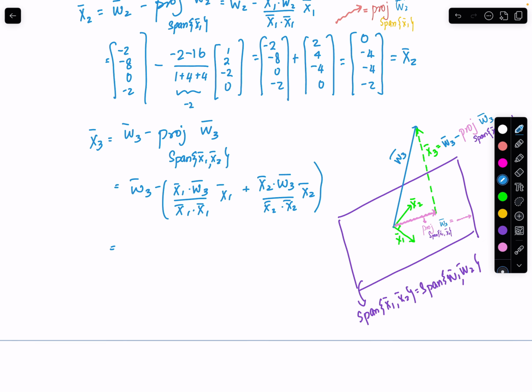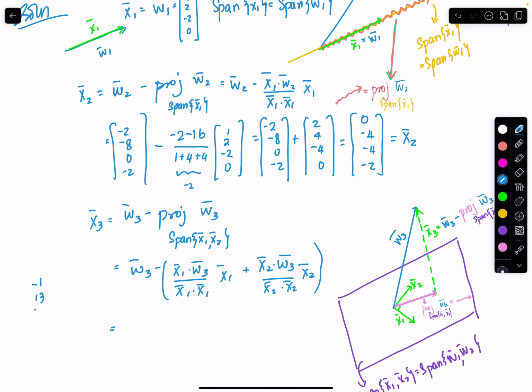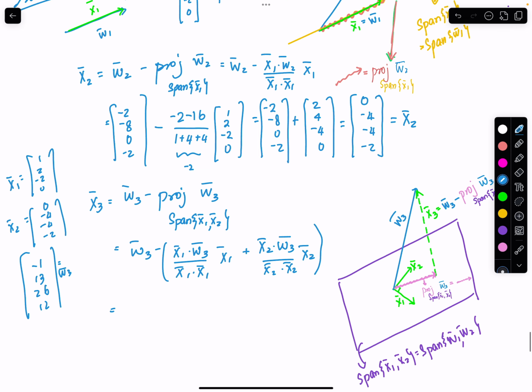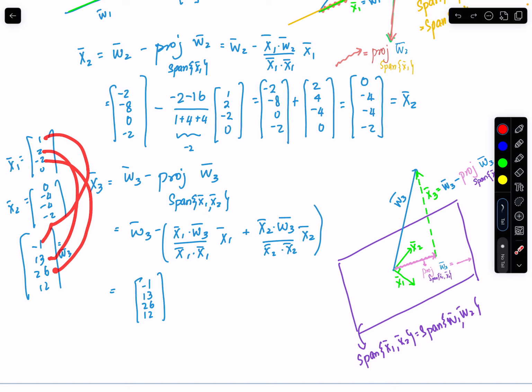Okay, so let's write down what w3 is: negative 1, 13, 26, 12. Then x1 is 1, 2, negative 2, 0. x2 is 0, negative 4, negative 4, negative 2. Just so that we have it right there in our calculation. So it is w3, negative 1, 13, 26, 12, minus, what is x1 dot w3? It will be minus 1 plus 26 minus 52.